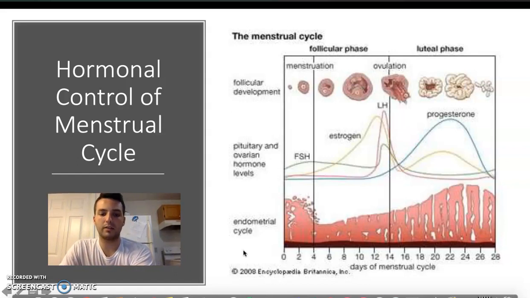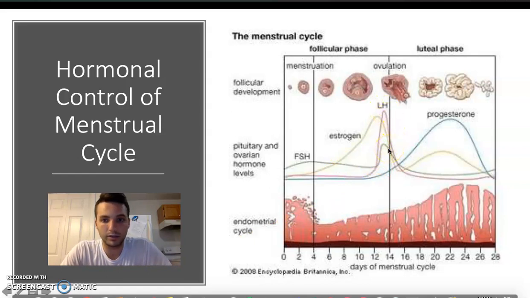As you can see, the first couple of days through menstruation, they're relatively low in comparison to what happens through ovulation. Ovulation is when the follicle matures the oocyte in order for it to be released into the fallopian tubes. It is released by a huge influx of LH.